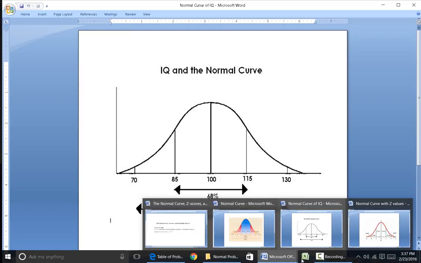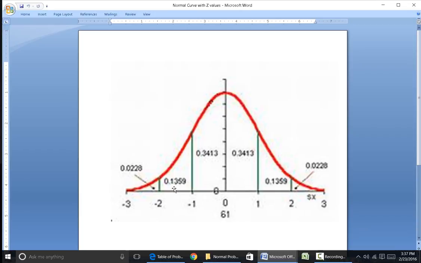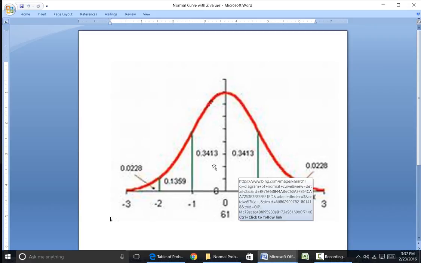Okay, so here's the same thing in terms of the z-values. I wrote it in terms of z-values. Notice the percentages are the same, except now this one is written in terms of decimal, but it's the same thing. 0.3413 or 34.13% if you want to look at those as percents. But the same thing.